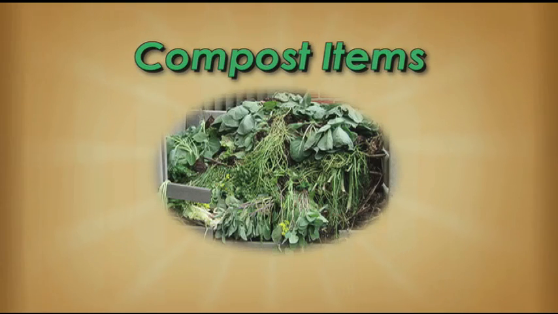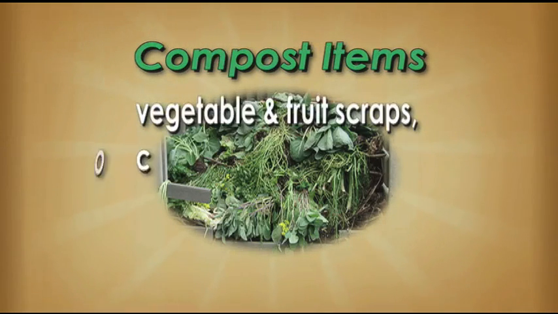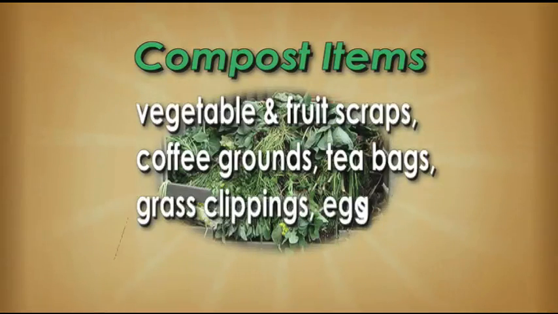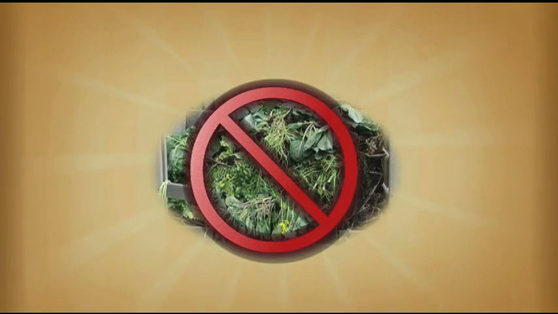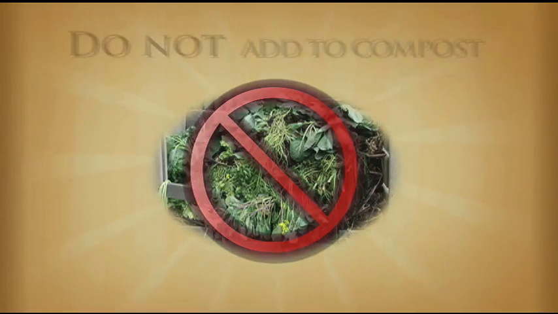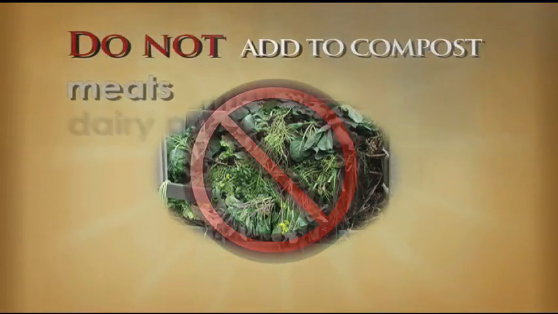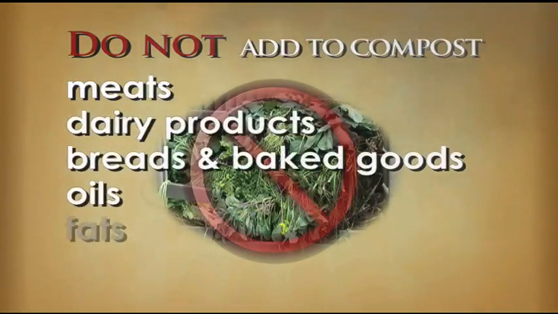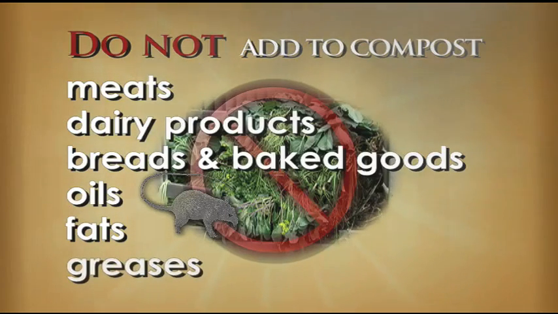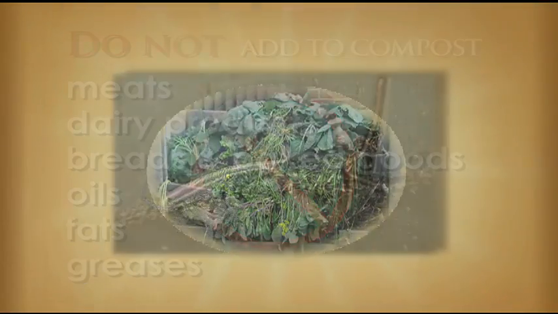Items that can be added to a compost pile include vegetable and fruit scraps, coffee grounds, tea bags, grass clippings, eggshells, hair from both humans and animals, and manure. Items that are considered a no-no and should not be added to the pile include any type of meats, dairy products, breads and baked goods, oils, fats, and greases.